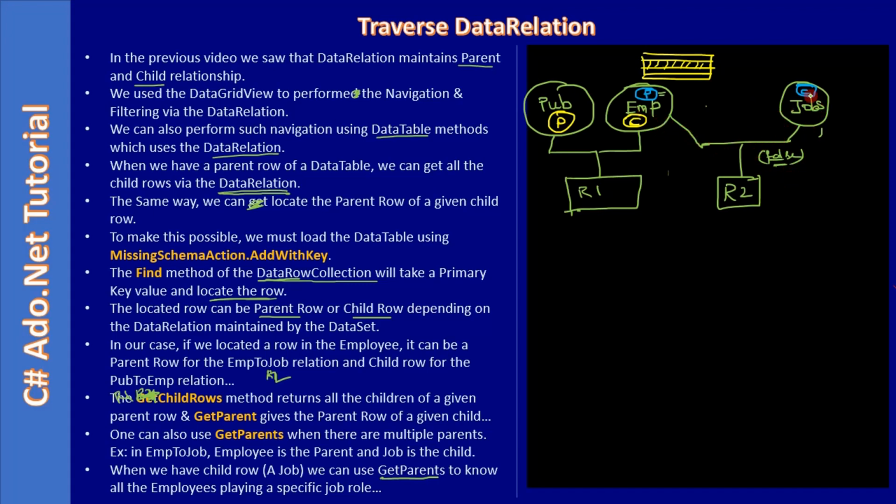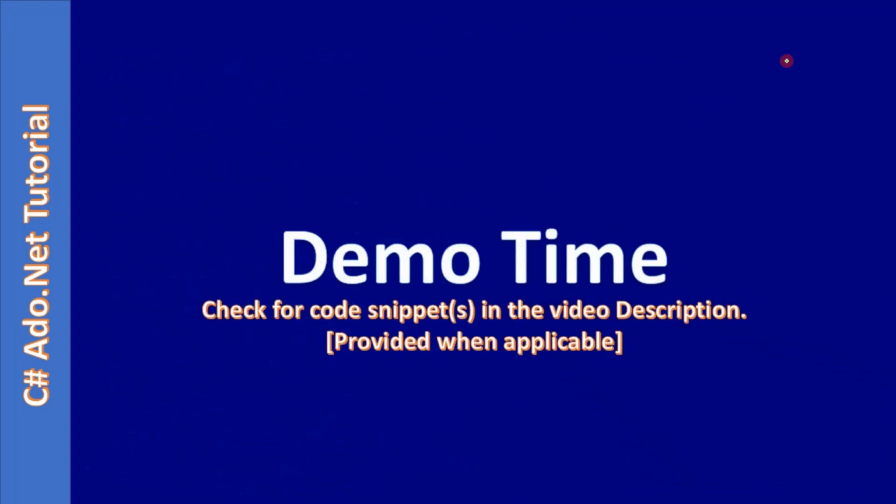So now from the child's point of view, a child can have multiple parents. That means here we are picking a job row, and the job can be played by multiple employees. Alright, now let's go to the demo and you will get a clearer picture.